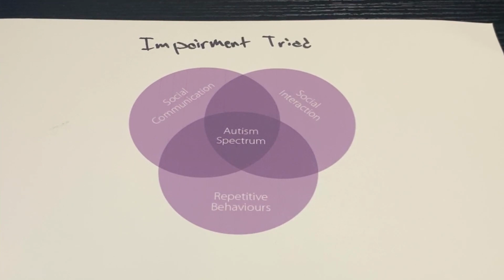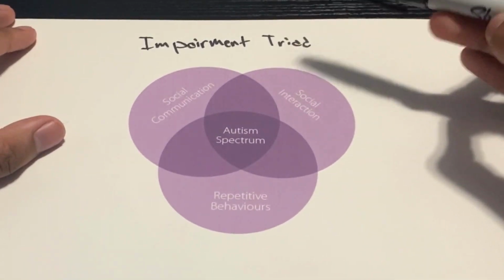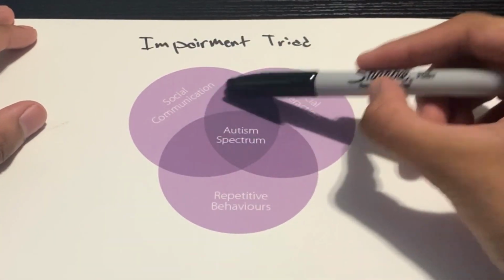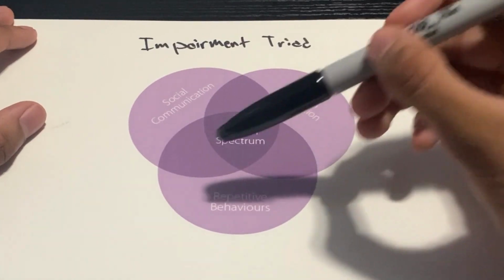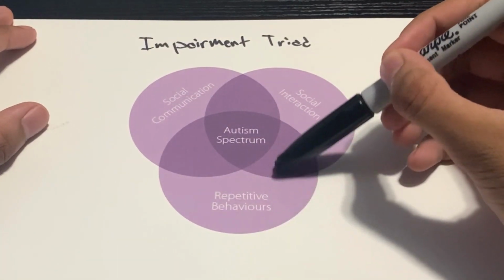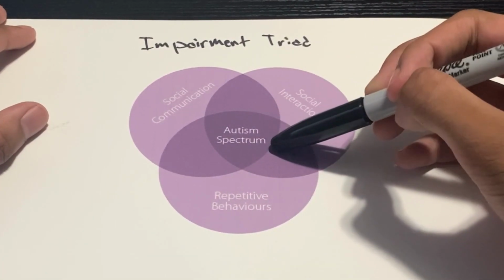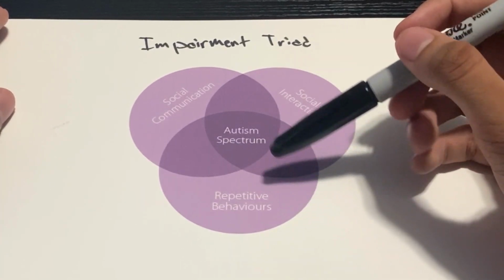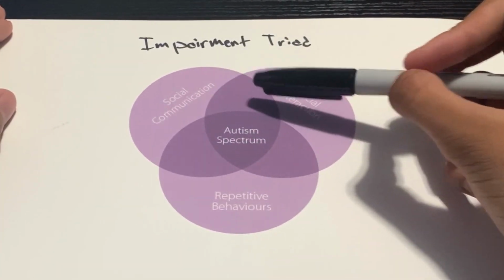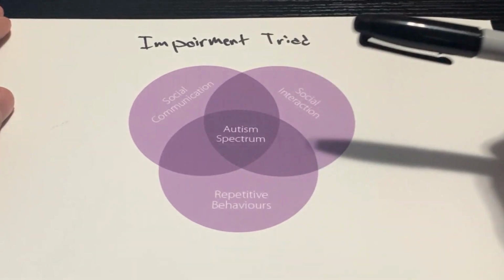When the study is referring to impairment, it's focusing on theory of mind, which impacts this impairment triad: social communication, social interaction, and repetitive behaviors, all mixing up to be the autism spectrum. And social sensitivity and theory of mind really play into these 3 things, and that's why they're important to the study.